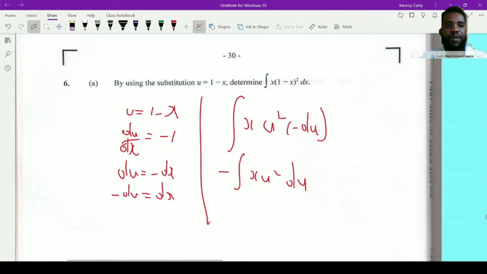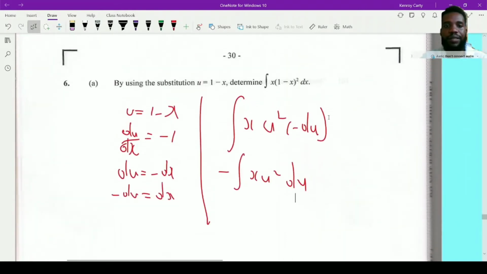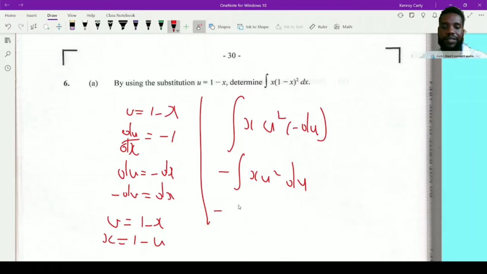Now I still have a problem because we still have an x in there. So we're going to have to go back to the 1 minus x substitution and find it in terms of u. If u is equal to 1 minus x, I could simply take x over and bring the u over. So x equals 1 minus u. You sub that in, so you have minus the integral, open bracket, 1 minus u times u squared du.